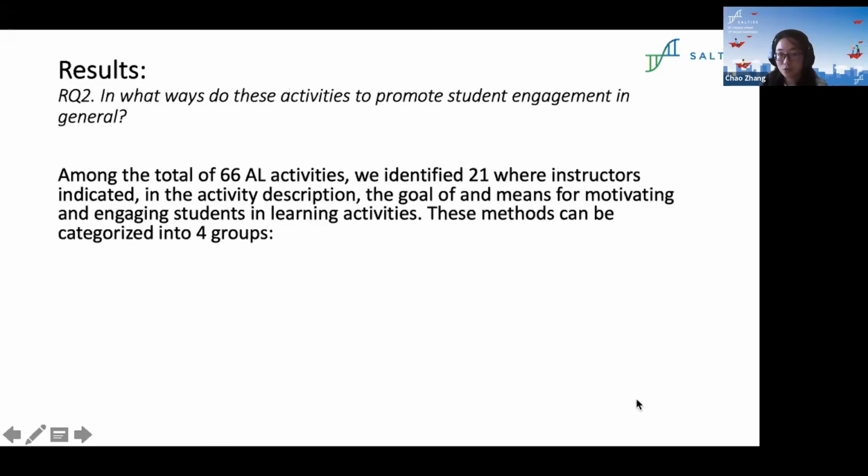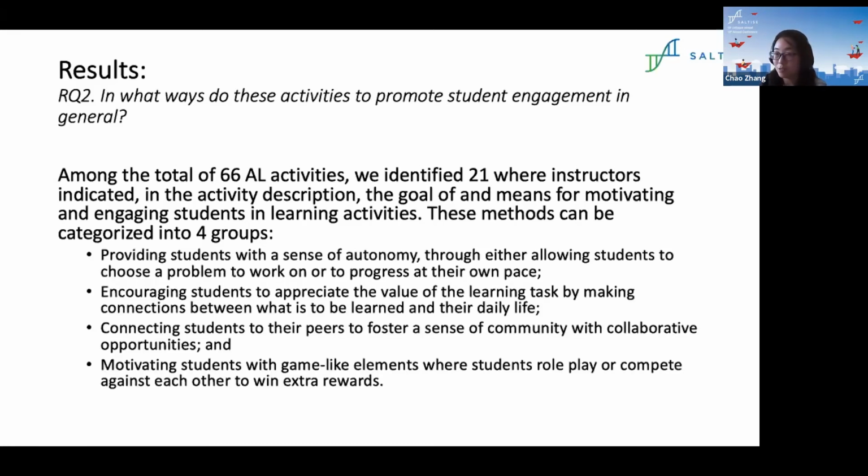And for the second research question, we want to ask in what ways they promote student engagement in general. We identified that one third of the activities, not all of them, explicitly have a statement about in what ways they are going to promote student engagement in the activity. So we identified four ways. The first one is to provide students a sense of autonomy, letting them choose problems at their own pace. The second one is to encourage students to appreciate the value, seeing the connections and why they are doing this, to get more purpose.